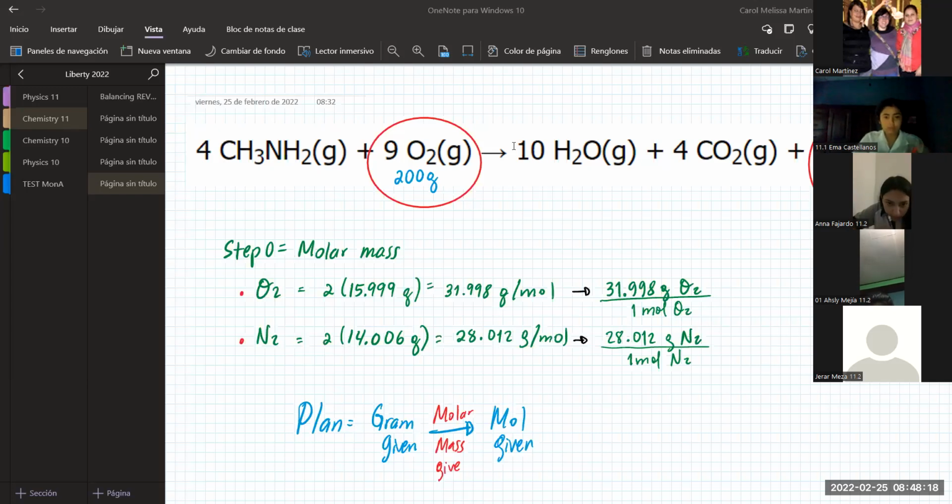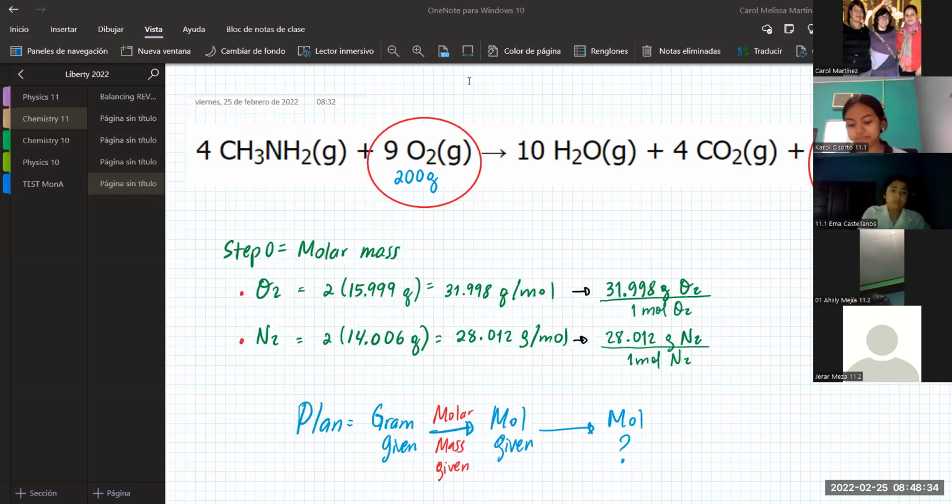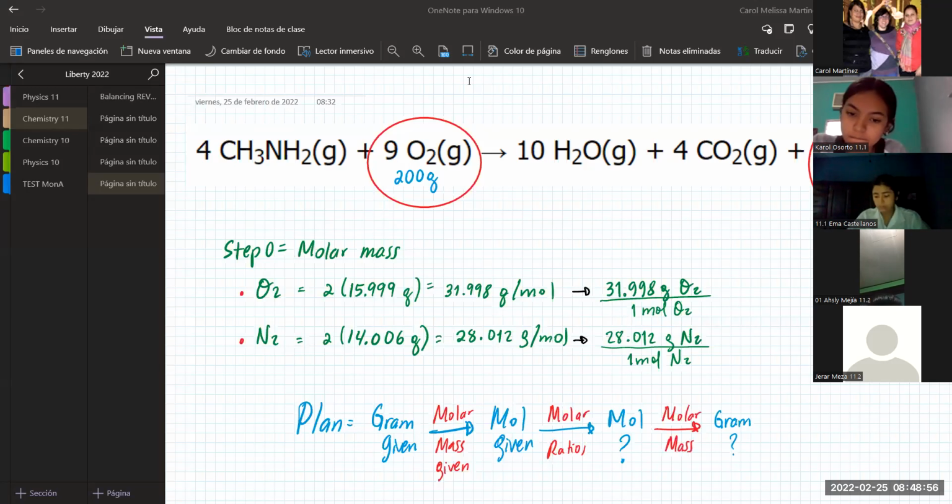Okay, next step is from moles given to moles of the unknown substance. Here I'm just relating moles and moles. So what is going to be the conversion factor to use? Molar ratio. So molar ratios. And the last step is from moles unknown to grams unknown. Then I have to use molar mass, but this time of the unknown substance.